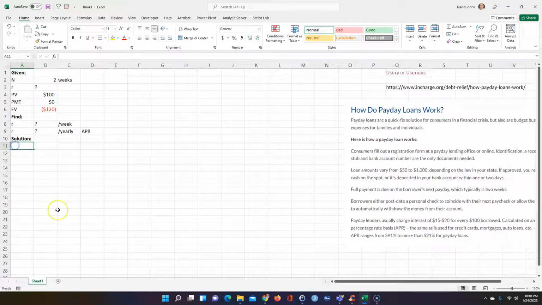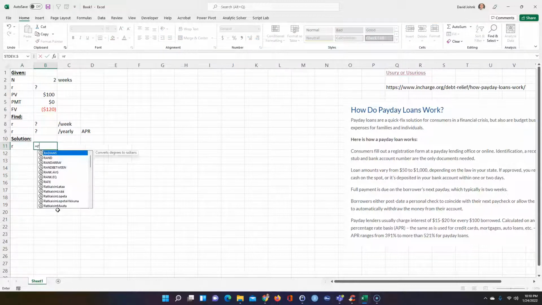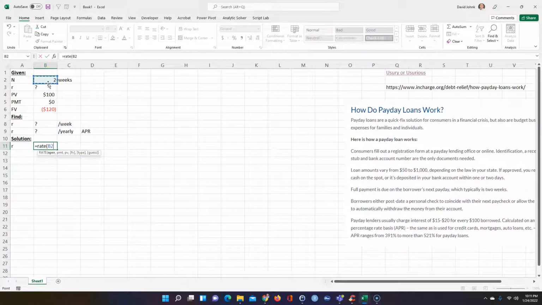let's go ahead and calculate the first rate. I'll use the rate function in Excel. So I'll go equals RATE. The number of periods is 2 weeks, in fact the number of periods goes up here, 2. And I hit comma and ask for the payment, which is 0 in this case. Hit comma again and ask for the present value, which is I'm going to get $100. In the future, I'm going to pay $120 back.